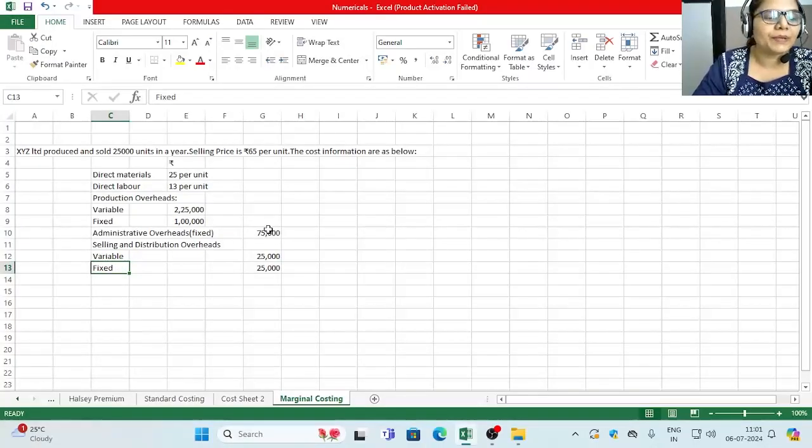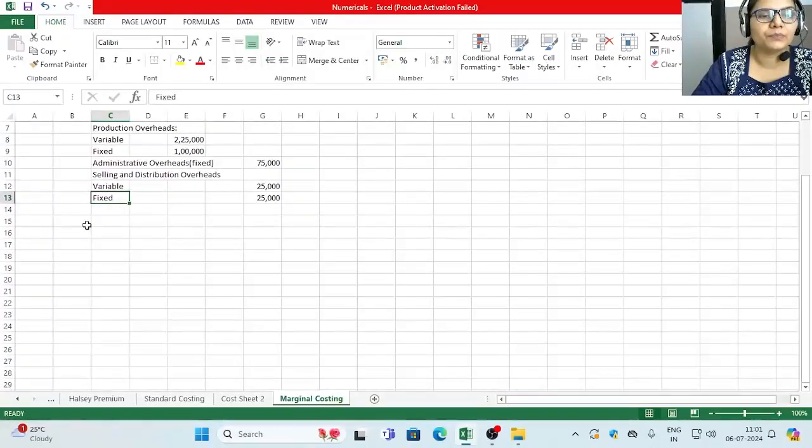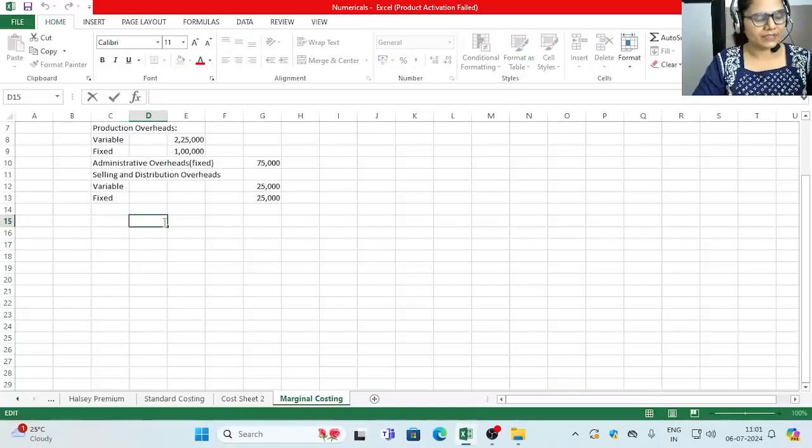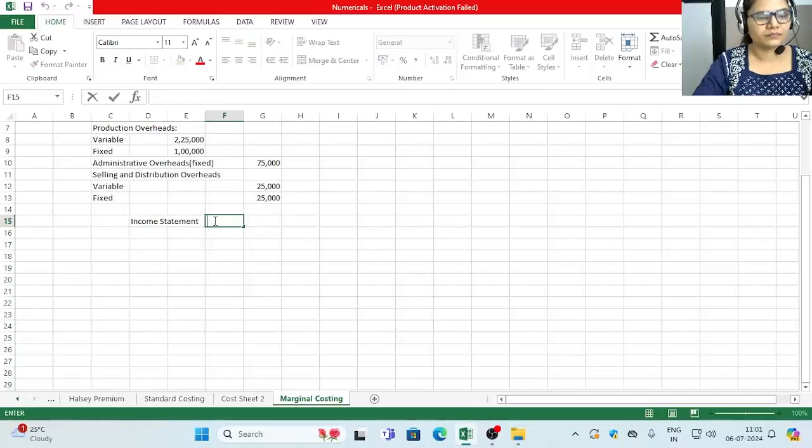Now you have to prepare an income statement and show profit as per absorption costing and profit statement as per marginal costing. Now let us first start with the income statement as per absorption costing.